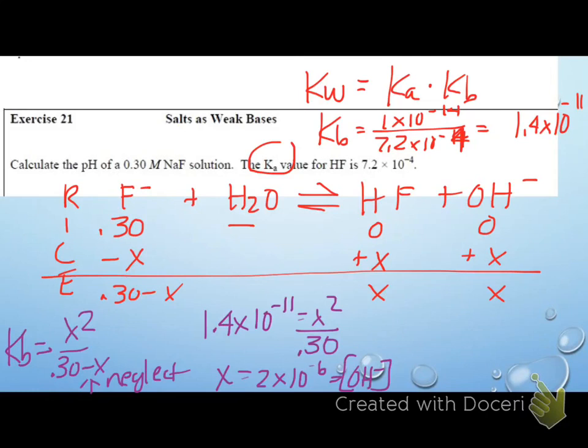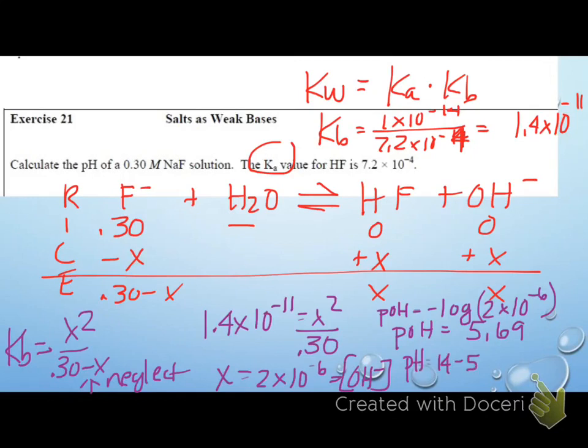So the pOH is the negative log of 2 times 10 to the negative 6. I get my pOH is 5.69. So for pH, we're going to do 14 minus 5.69, and we get 8.31.